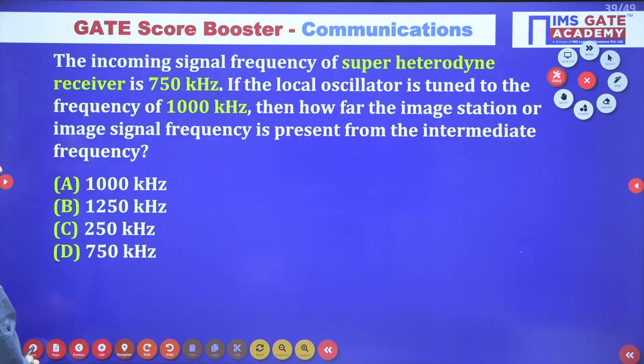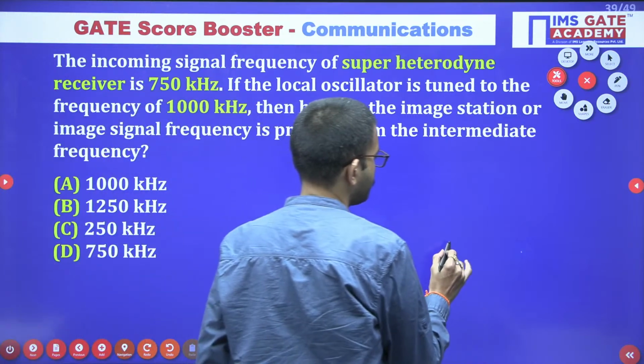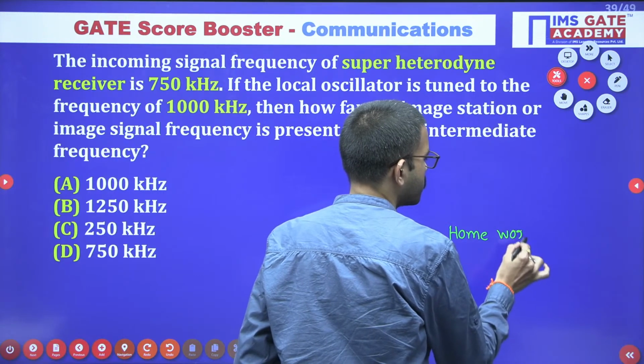Okay, the next question is also homework. This question is related to the AM and FM receivers chapter. This is also a homework question. For this question, I am not giving the hint. All of you give it a try.